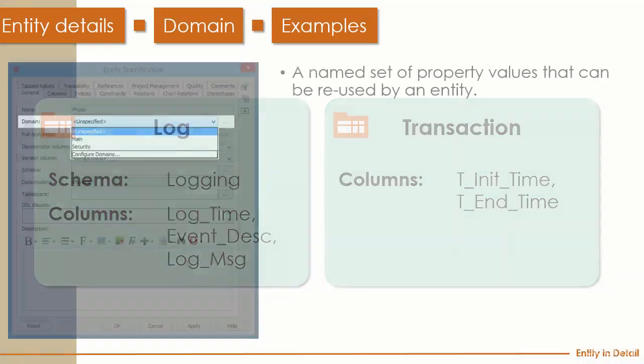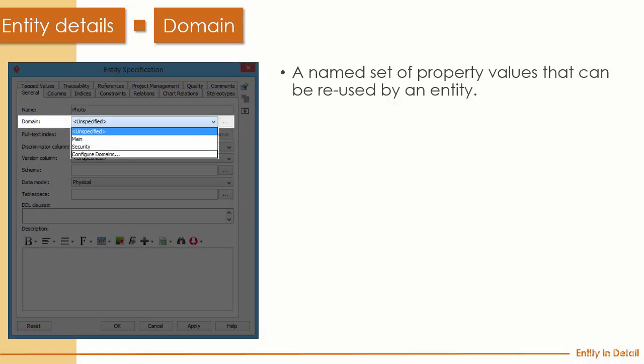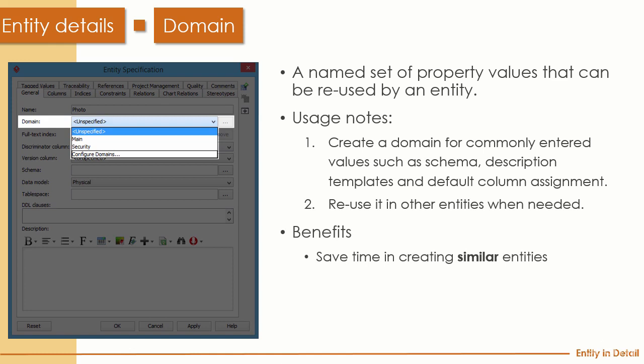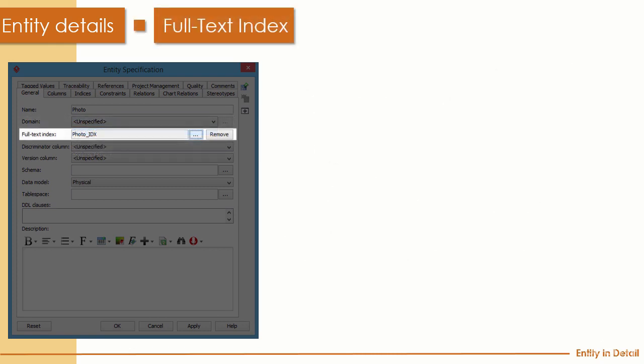Okay, let's come back to the slide. The domain is used to maintain commonly entered values or descriptions that you can use in different entities, and it is reused in other entities when you need it. I just demonstrated that to you. So the benefit is saving time in creating similar entities like log and transactions, and another benefit is keeping the data model consistent.